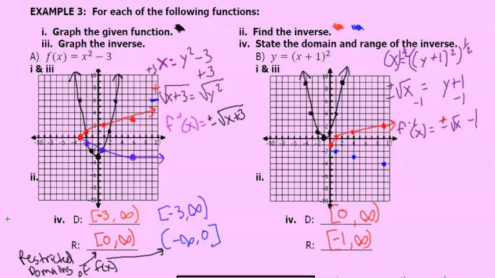Okay, let's do the negative one. We'll graph that. The domain is the same, 0 to infinity. Our range is different though. It's going to be from -infinity to -1. Our restricted domains of f of x is -1 to infinity and then -infinity to -1.